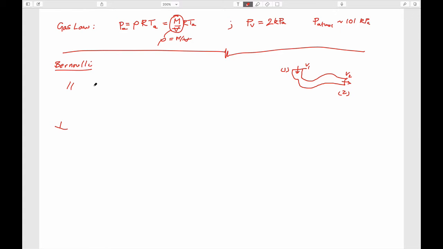but it's good to just get in the habit of writing it the particular way it is. And you know the way I always write it is pressure upstream, an elevation head upstream, and a velocity head upstream, and it's equivalent to the same downstream, or the same components.